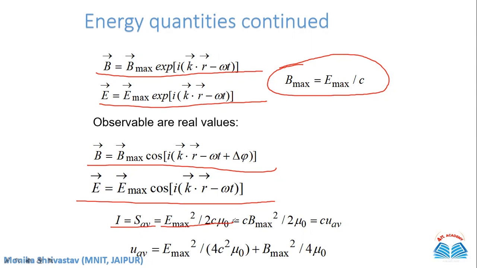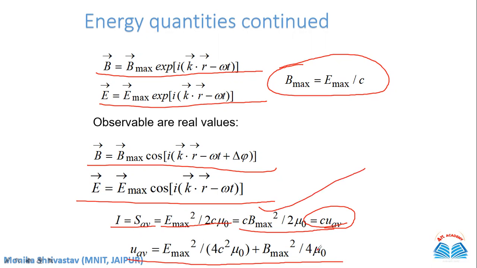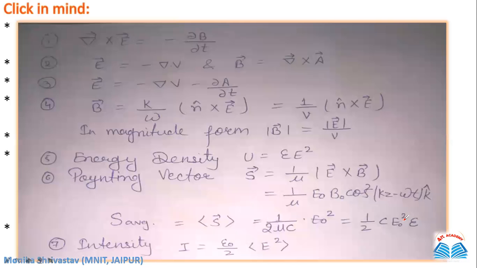Now, we can say the intensity, or average of the Poynting vector, will have this result: E square upon 2 C mu naught, which can also be written as C B square upon 2 mu naught, which can also be written as C times U average. What was U? U was the energy density of the electromagnetic wave, as you can see in this equation. So the important results, this one and this one, always remember these equations.